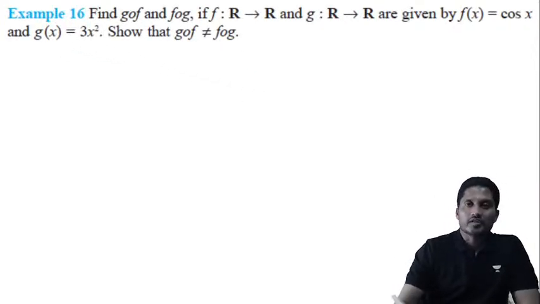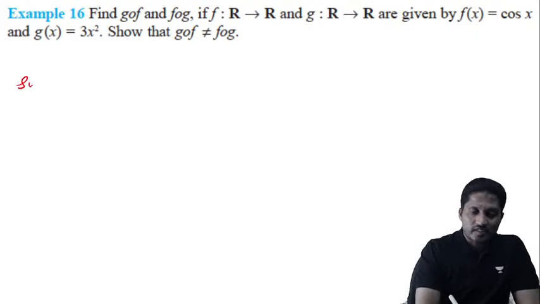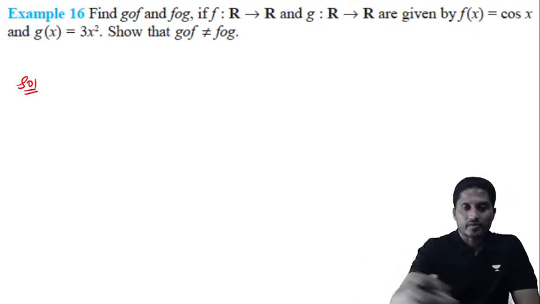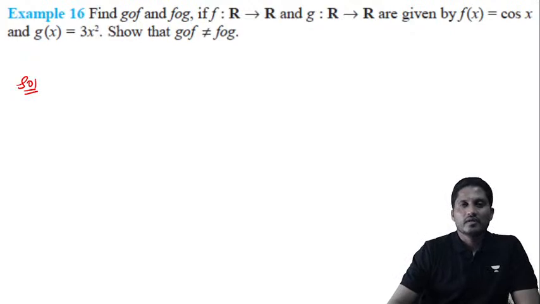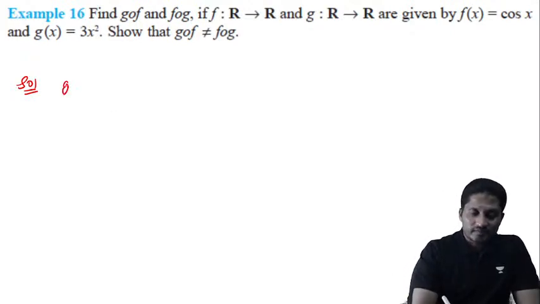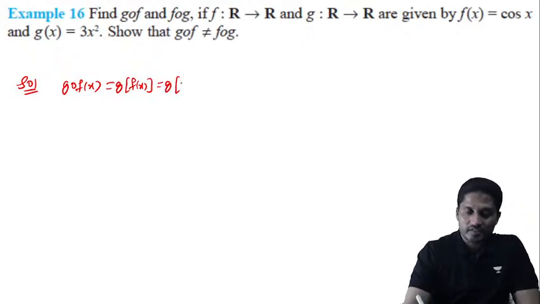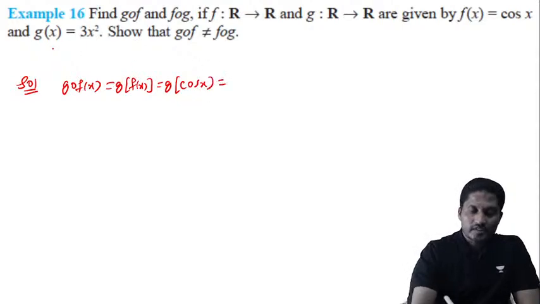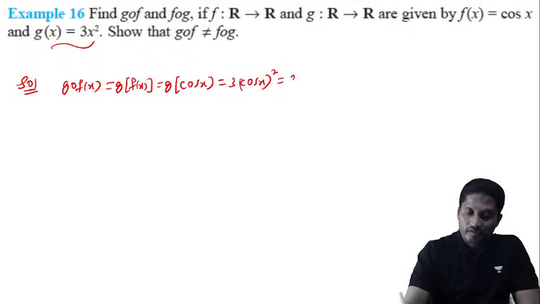Okay, this is composition of two functions. This you've done in boards, guys. Before I go to the next question, I'll give you the example. G circle f of x is equal to g of f of x. What is f(x) now? F(x) is cos x. And g of x is 3x square. G of cos x is 3 into cos x the whole square, which is equal to 3 cos square x.